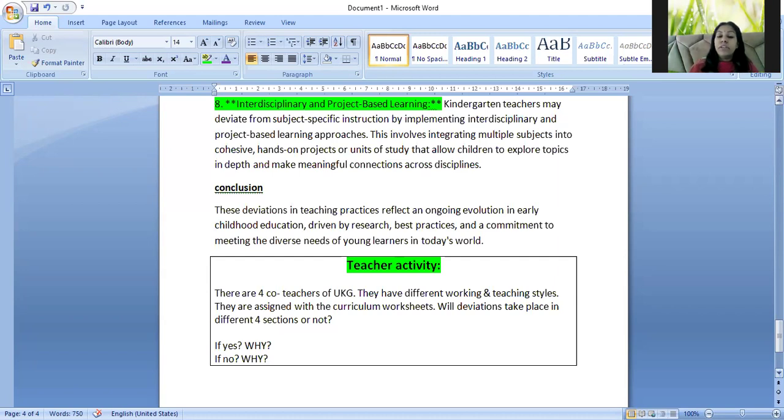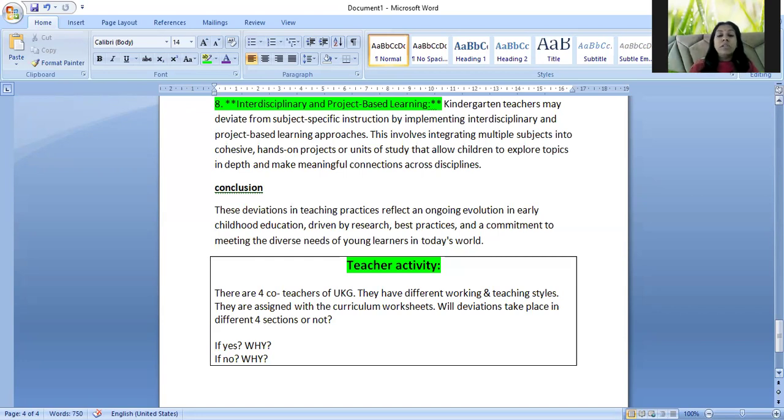So we need to understand the needs of young learners in today's world. Deviations are not at all an issue or problem in the early years. We are not following a very strict plan in the classroom. We need to understand that the teachers who are teaching these very young learners are giving shape to these children. So please welcome deviations.